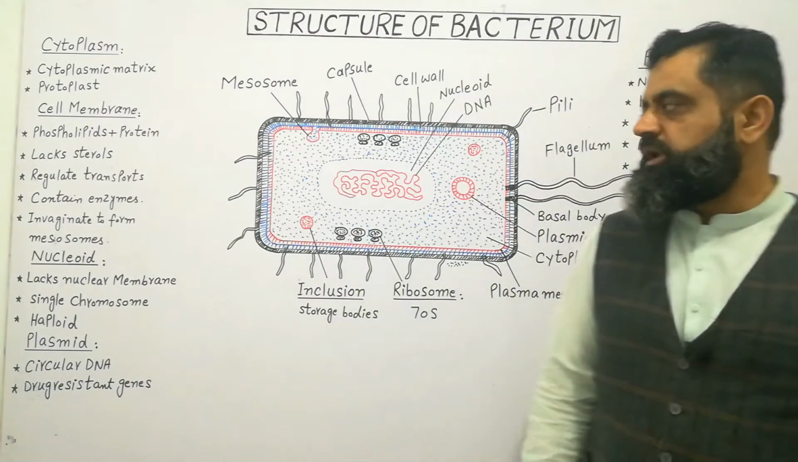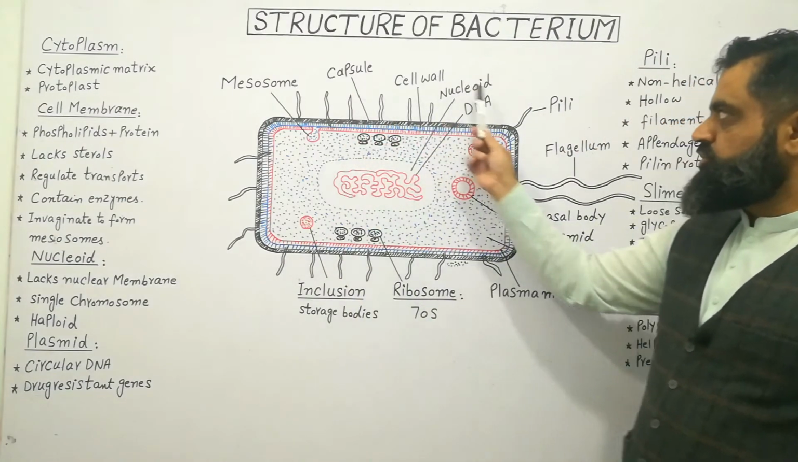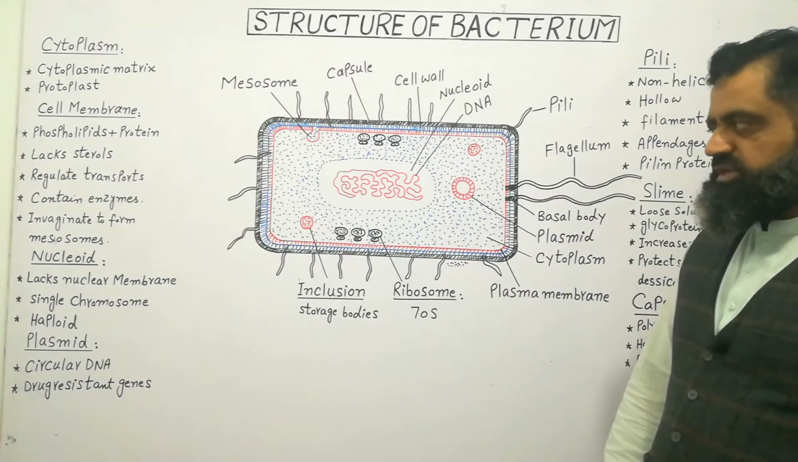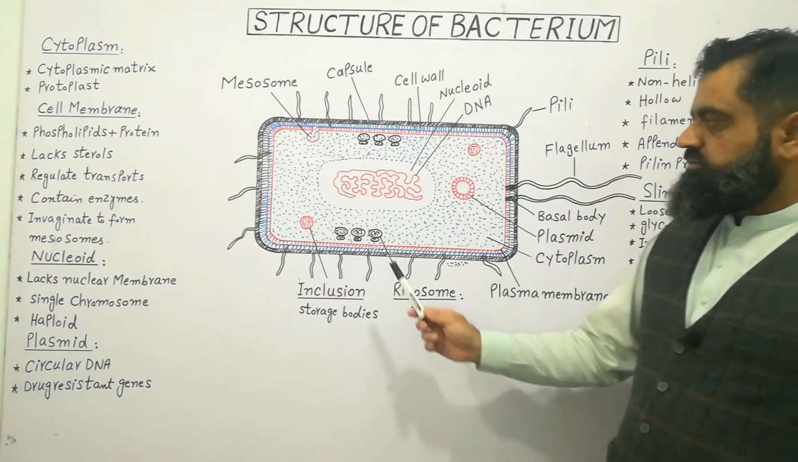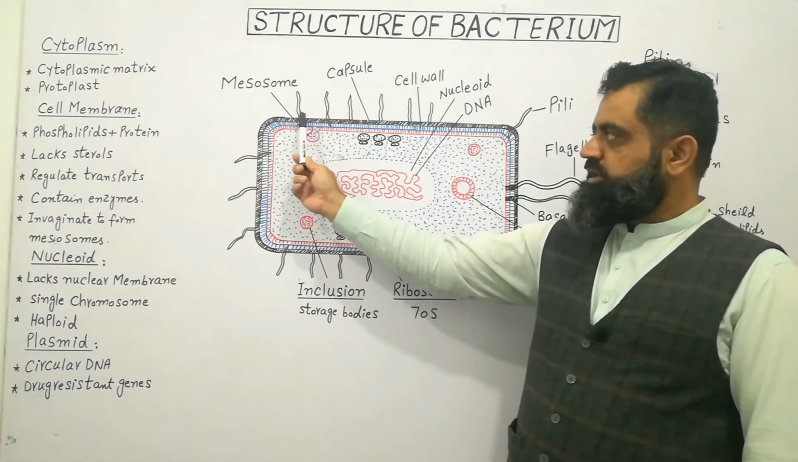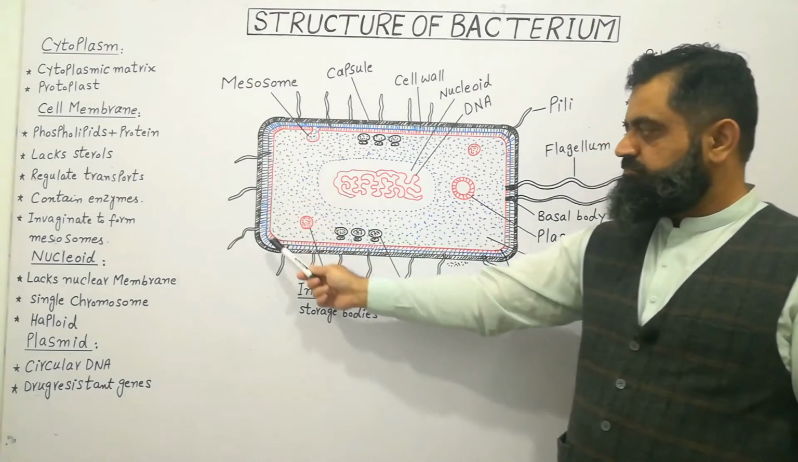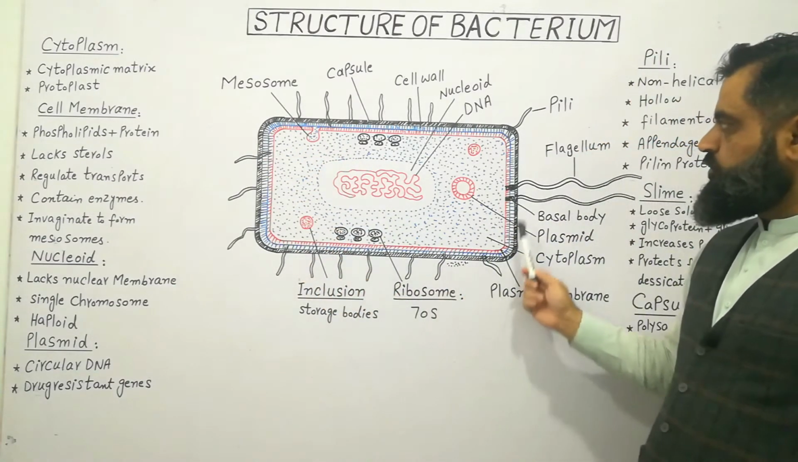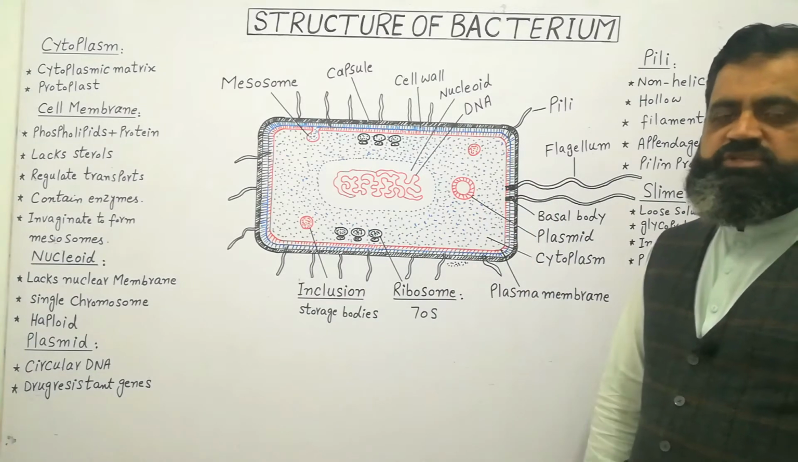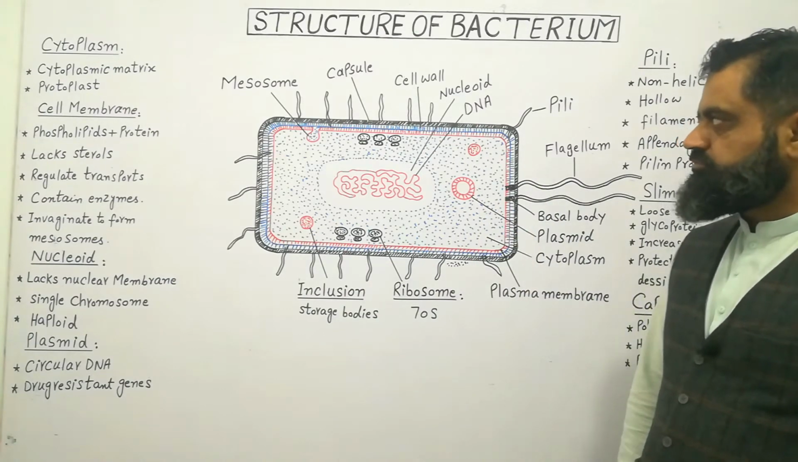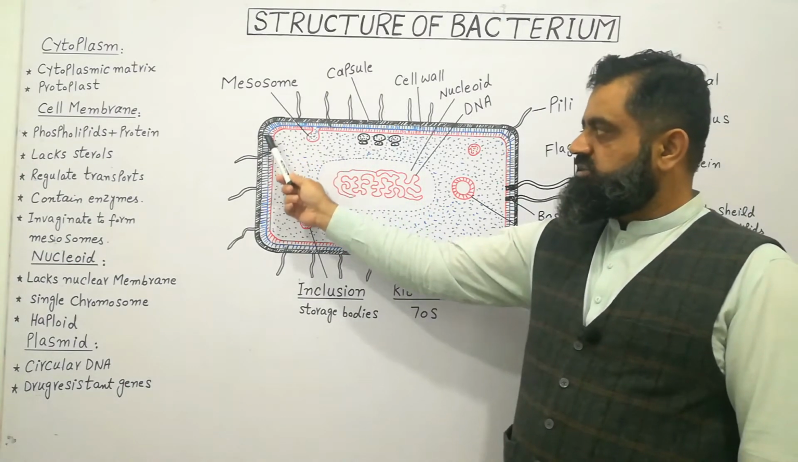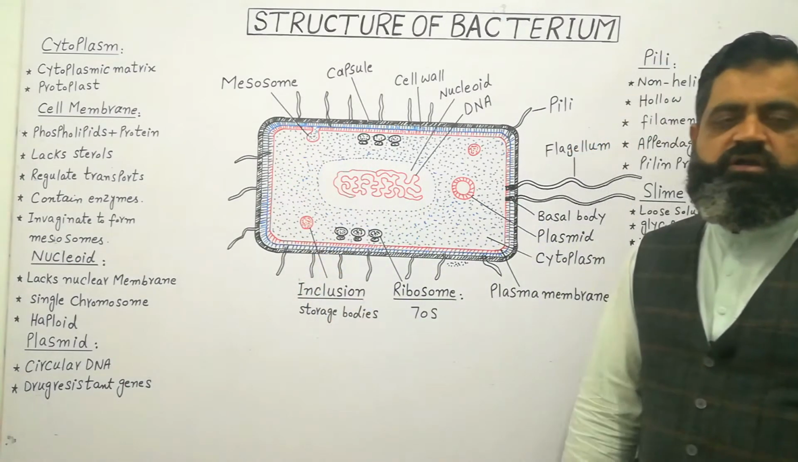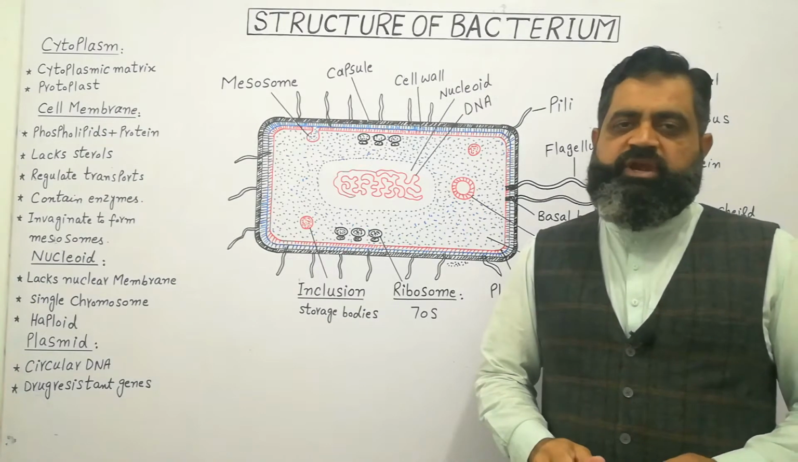I have made a diagram for you. This is the structure of a bacterium, which is a prokaryotic cell. First of all, we will start from the outermost boundary. As you can see in the black color, this is the outermost covering of a bacterium, which is known as the capsule. Inside the capsule there is a blue layer of the cell. This is the cell wall of the bacterium.